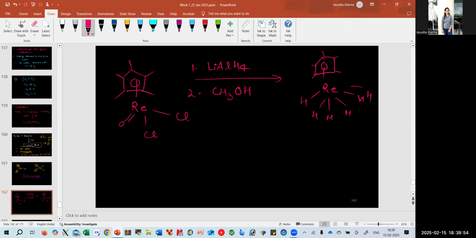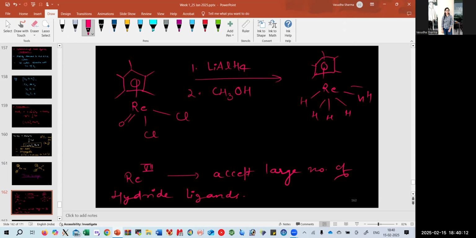So this is rhenium 7, which is having a tendency to accept large number of hydride ligands. Say, for example, rhenium H6, H7, H9. So this is the property of these complexes.